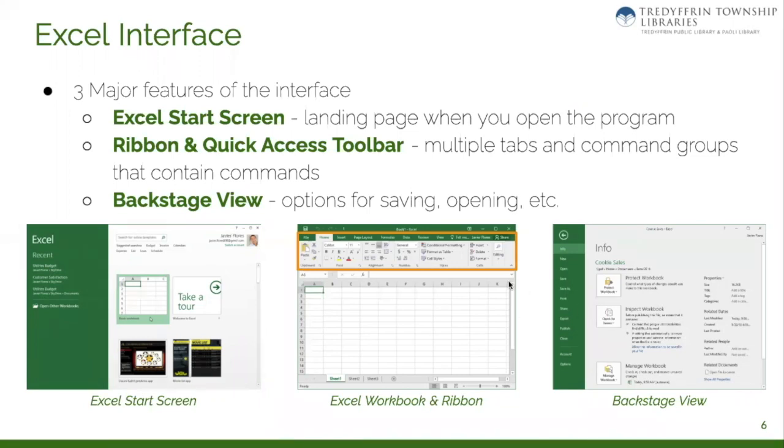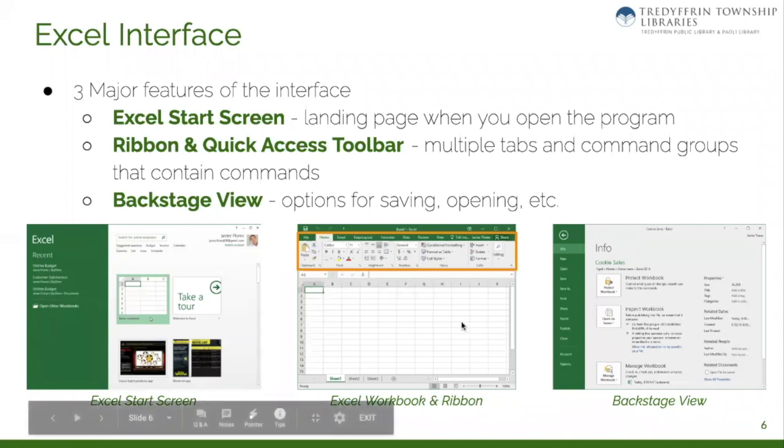Next is the ribbon and quick access toolbar, which is this orange highlighted portion here. This is what a workbook looks like, and you can see that there are three worksheets in this particular image. The highlighted item is your ribbon and quick access toolbar. This will contain multiple tabs and command groups that help you enter data, format the data, and also manipulate it or use formulas or functions.